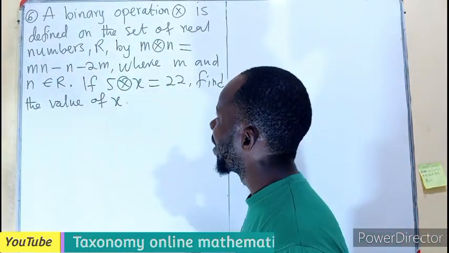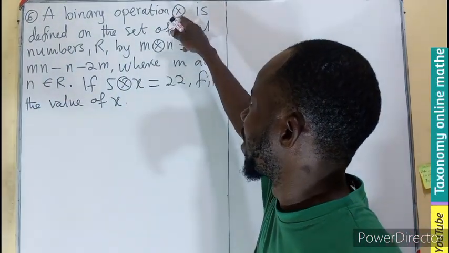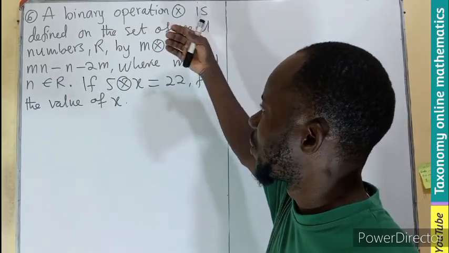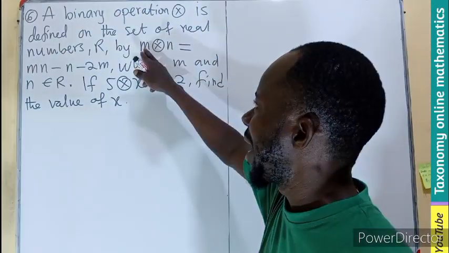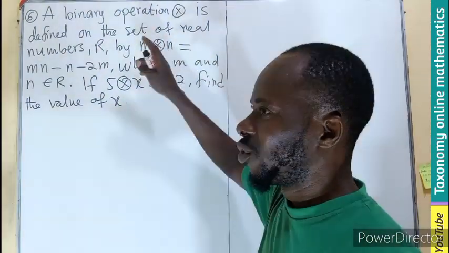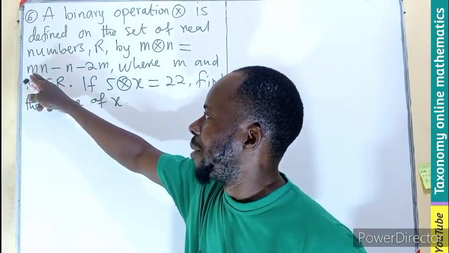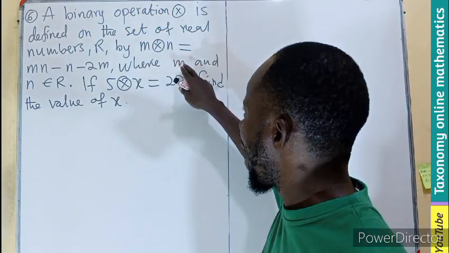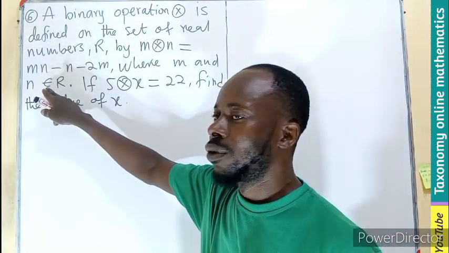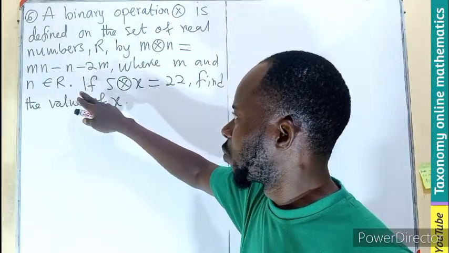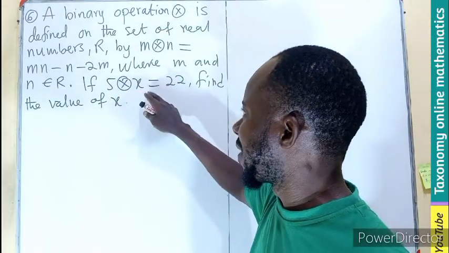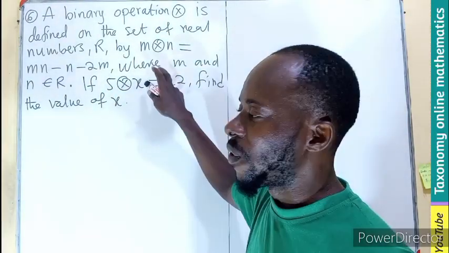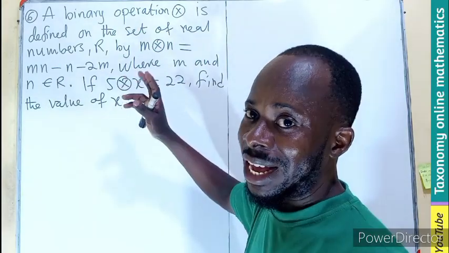So, a binary operation multiplication is defined on the set of real numbers by m times n should be defined as mn minus n minus 2m, where m and n belong to the real numbers. So if 5 times x is 22, we have to find what the value of x is.